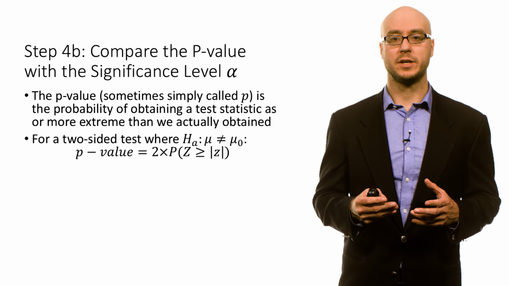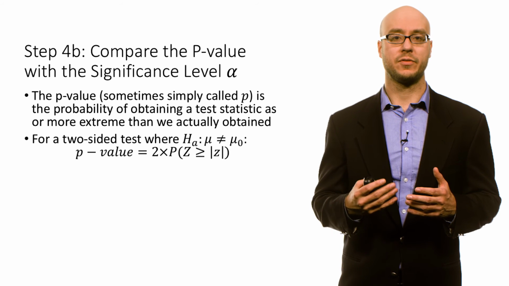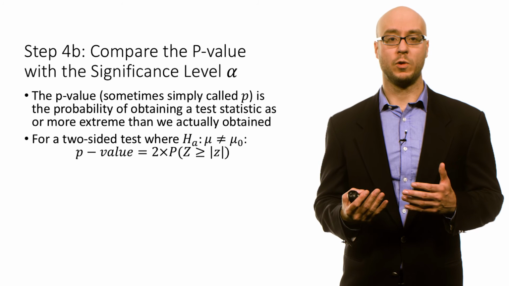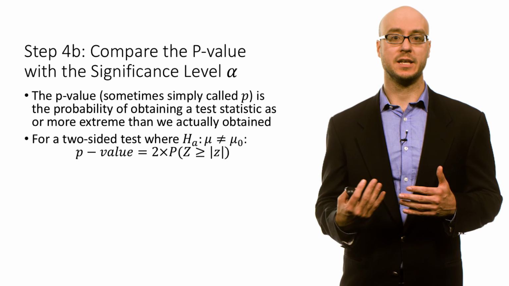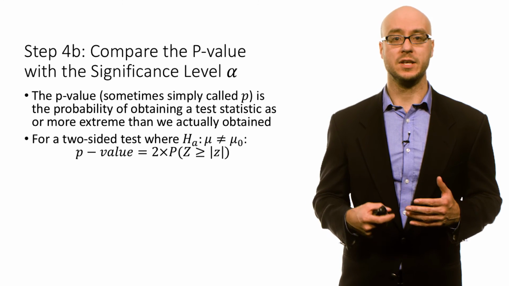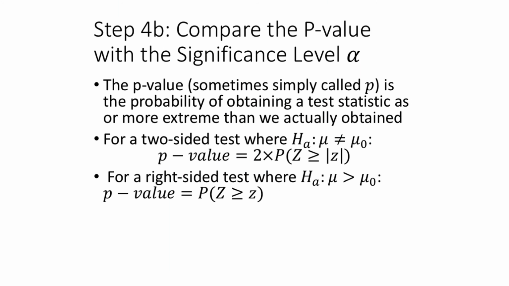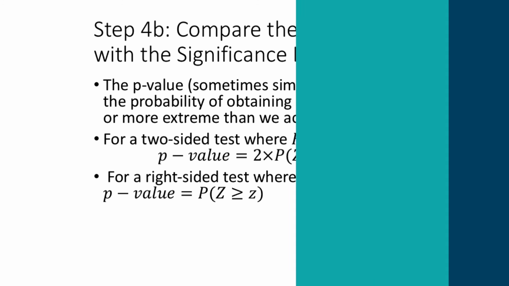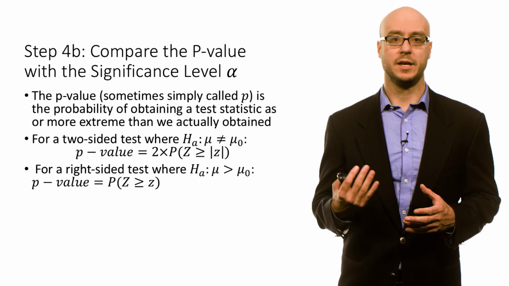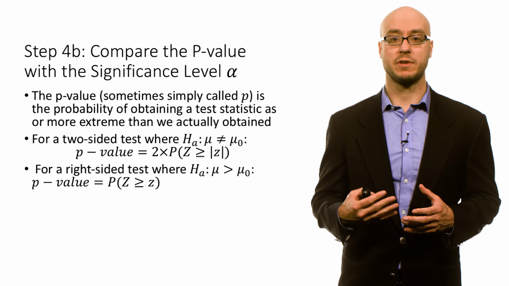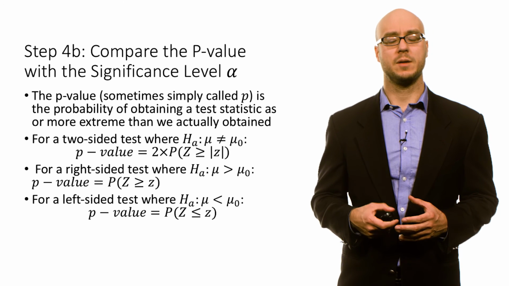We multiply by 2 because we want to take into account the fact that we're agnostic whether we have an extreme test statistic in the left or right side of the distribution. For a right-sided test, where the alternative is that the population mean is greater than the claimed value of the population mean under the null hypothesis, the p-value is simply the probability of obtaining a test statistic greater than or equal to the one we actually obtained. That's because we're only interested in examining whether or not the population mean is greater than that of the claimed value under the null hypothesis.